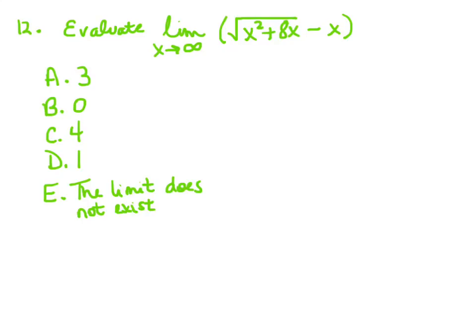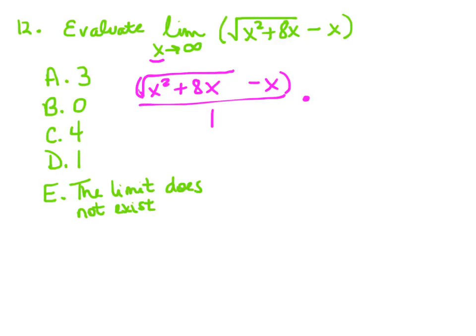And so one strategy for me here is to turn this into a rational function by multiplying by a special value of 1, like multiplying the same thing in the numerator and the denominator. Here's the strategy. We're going to take the square root of x squared plus 8x minus x, and I'm just going to put that over 1 to make it look like a fraction, because I'm trying to turn this into a rational expression so that I can look for a horizontal asymptote. If we're looking for a limit as x goes to infinity, that means we're looking for a horizontal asymptote.